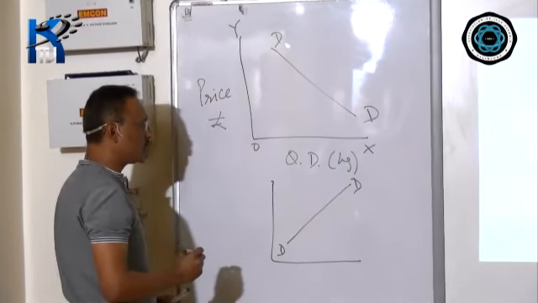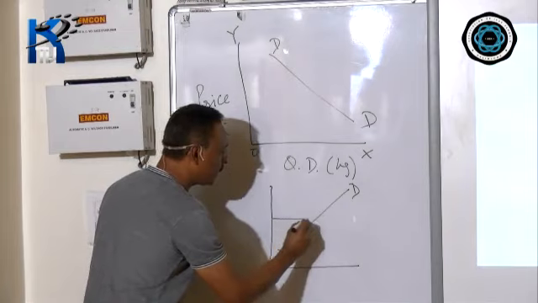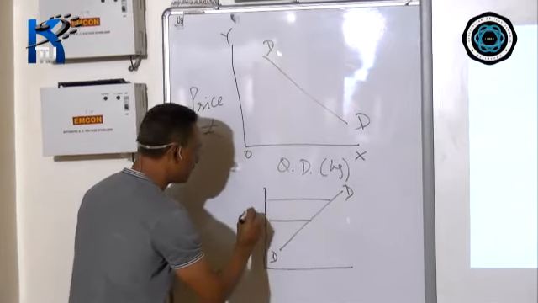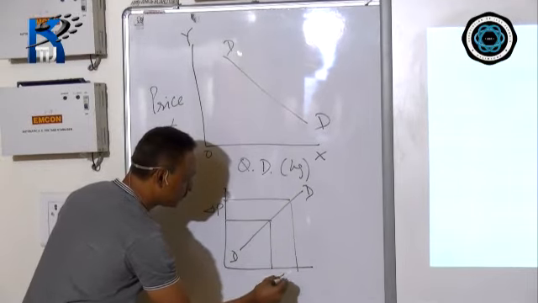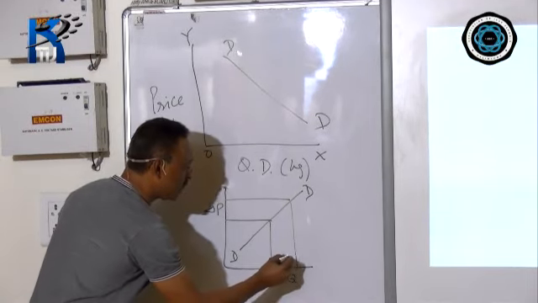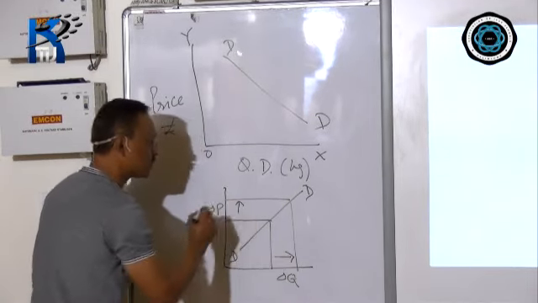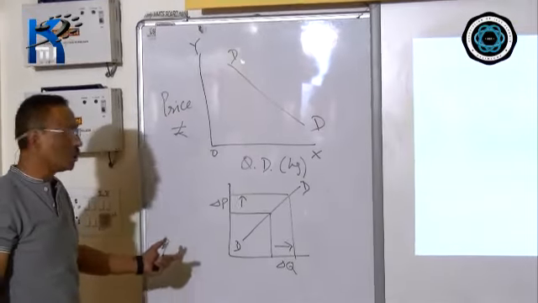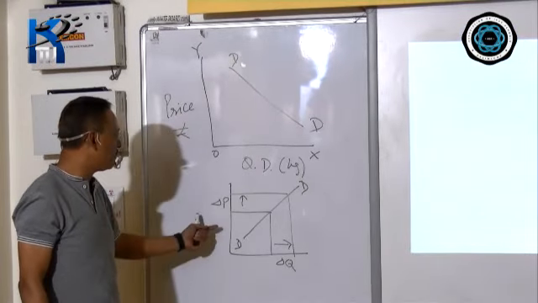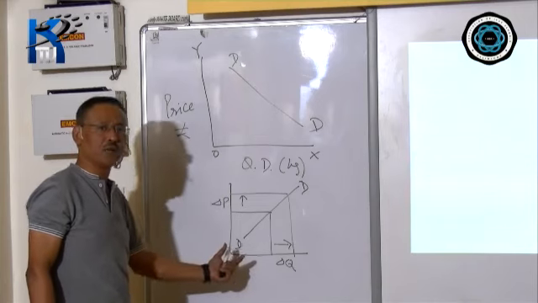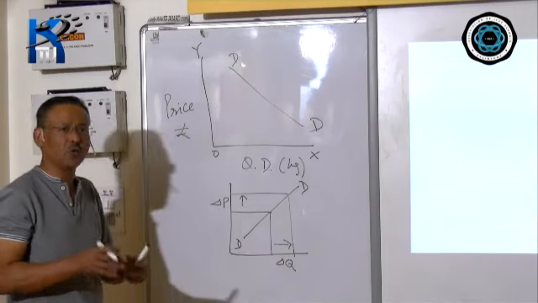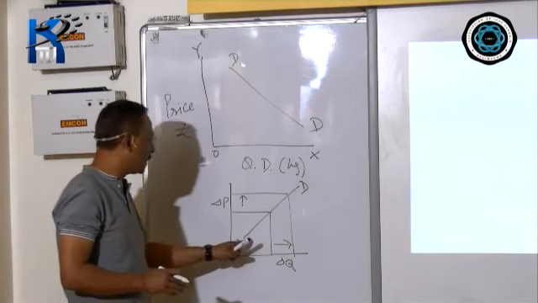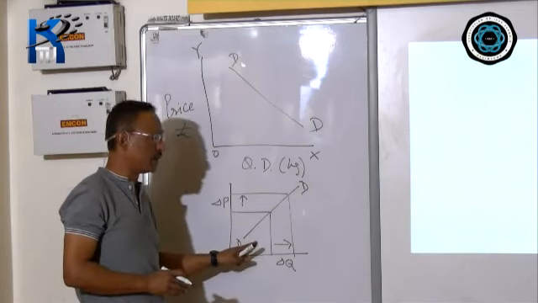Positive sloping means that if the price increases by delta P, the quantity demanded also increases. So it does not follow the law of demand. When the price increases, the quantity demanded also increases. That means to say, when the price falls, you demand less. So it does not follow the law of demand.